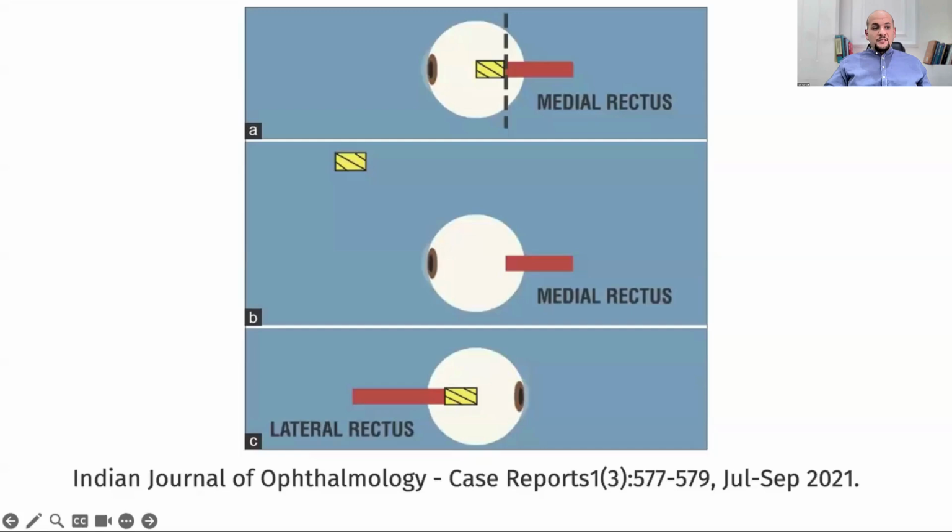So this is the true muscle transplantation technique in brief. After doing the medial rectus resection, you take the medial rectus muscle stump, attach it to the lateral rectus muscle using non-absorbable suture, and then do your lateral rectus resection.